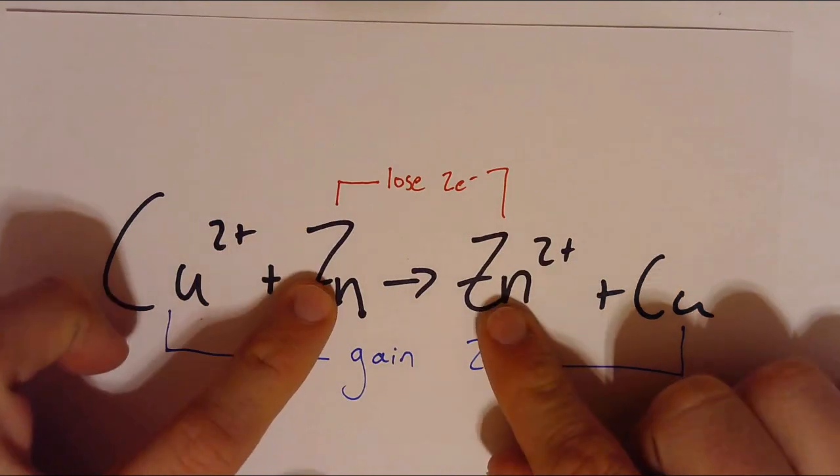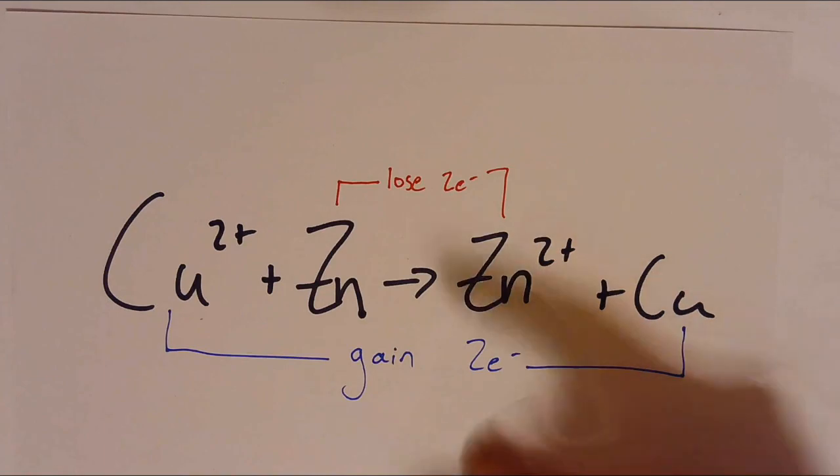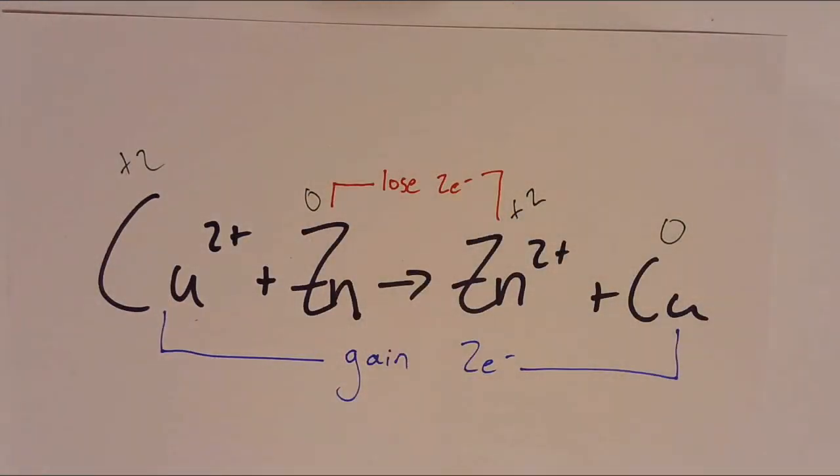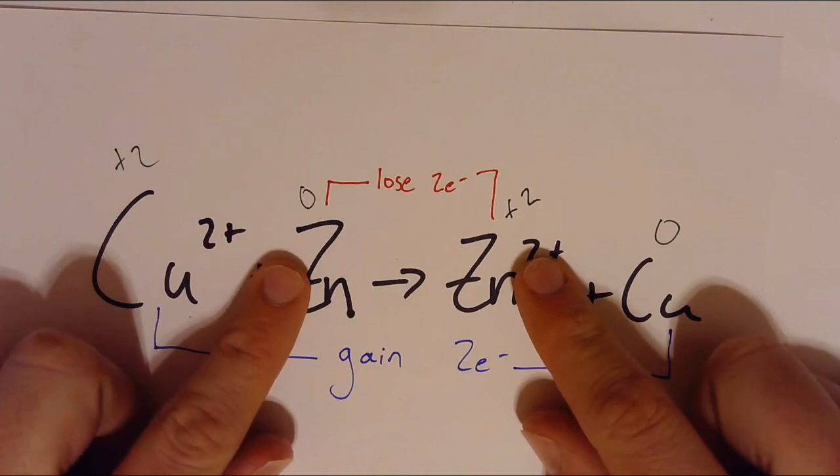This is the loss of electrons. The number went from 0 to plus 2. Let me show you that really fast. So, is this oxidation reduction? That might be the last time I ask you that this year.